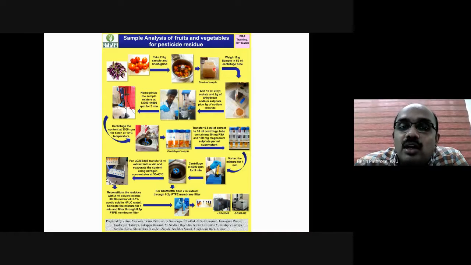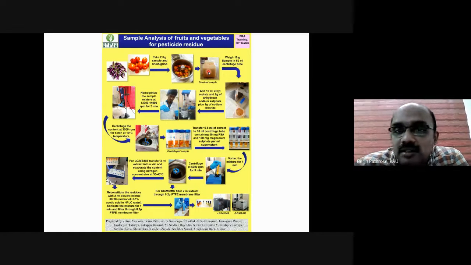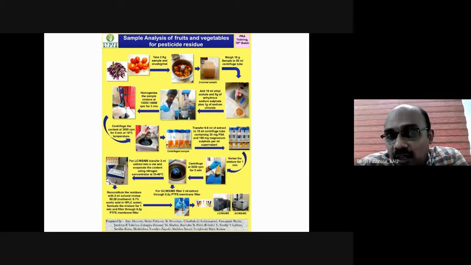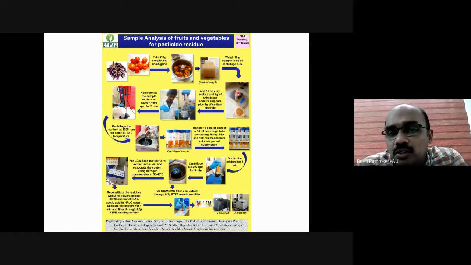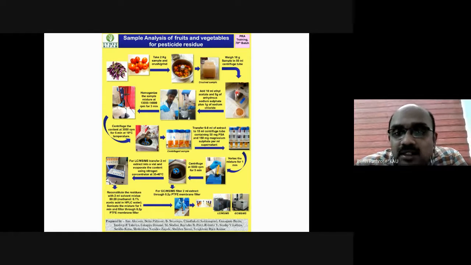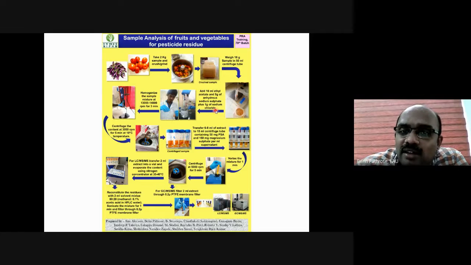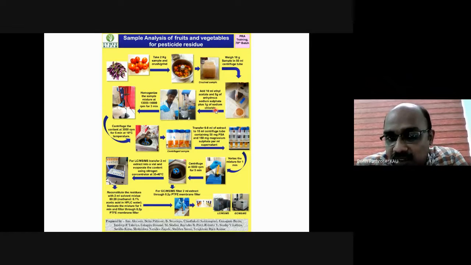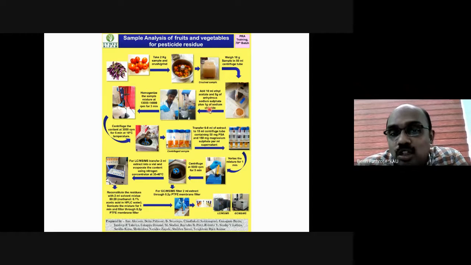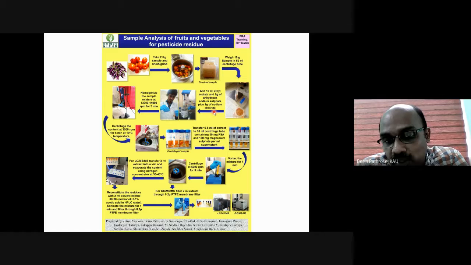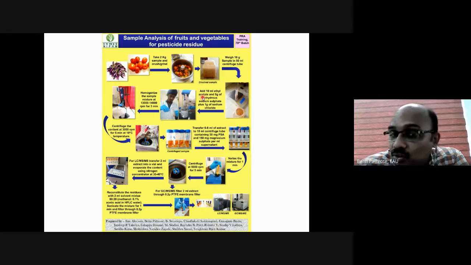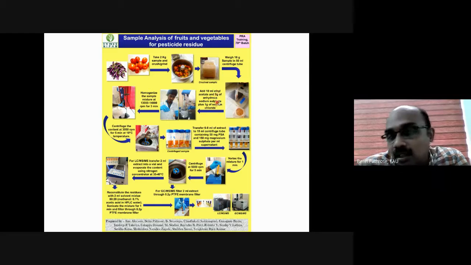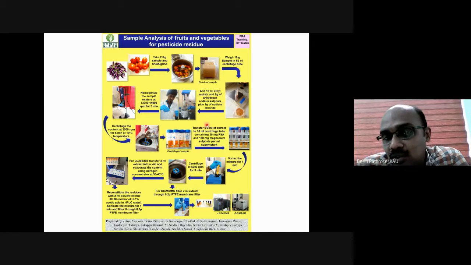The crushed or ground samples will be kept in containers. From that container, we will take 10 gram into a 50 ml centrifuge tube, the bigger centrifuge tube. Into that, we will add 10 ml of ethyl acetate, 9 gram of anhydrous sodium sulfate, and 1 gram of sodium chloride. Actually, in the original QuEChERS method, instead of ethyl acetate we use acetonitrile, but here we are using ethyl acetate.